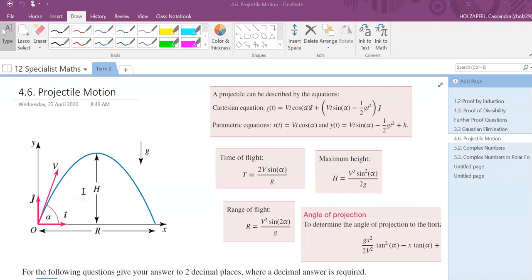Hi guys, welcome back. So today we're going to have a look at some of these projectile motion questions, because I think this was one of the lessons that was towards the end of last term. So I think some people have gone through it and some people are still a little bit confused about what to do.